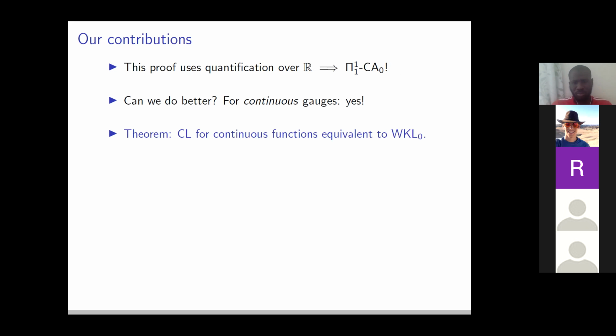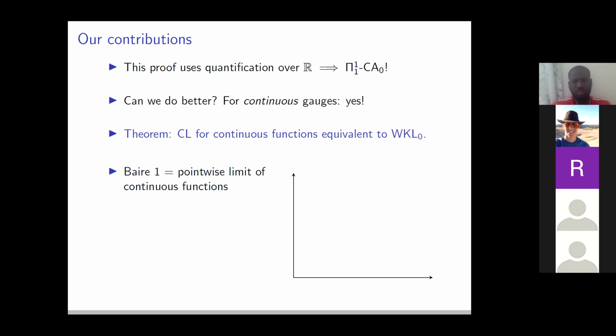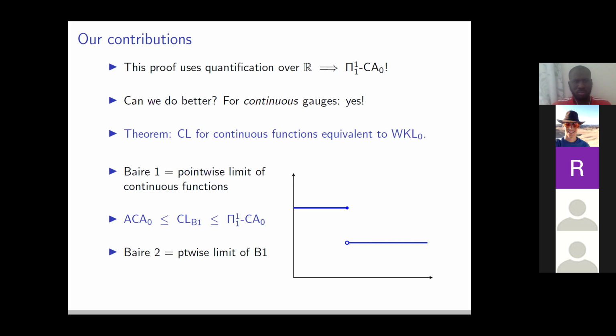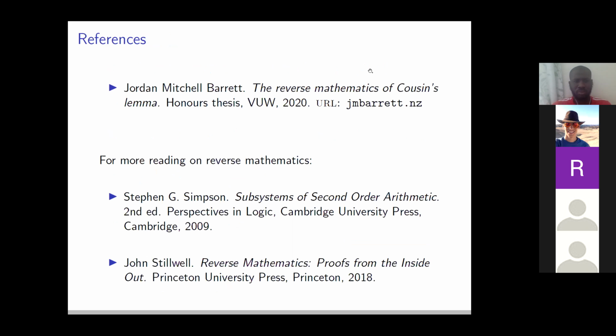I'll quickly talk about how we can extend this to Baire 1 functions. A Baire 1 function is a pointwise limit of continuous functions, which doesn't have to be continuous. So here's an example. I've looked at Kurzweil's lemma for Baire 1 functions, and we know that's between ACA and Pi11CA. And again, you can talk about Baire 2 functions, pointwise limits of Baire 1 functions, and we know that's between ATR and Pi11CA. All right, I'm out of time, so thank you.